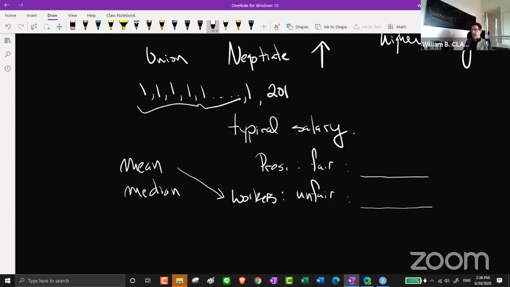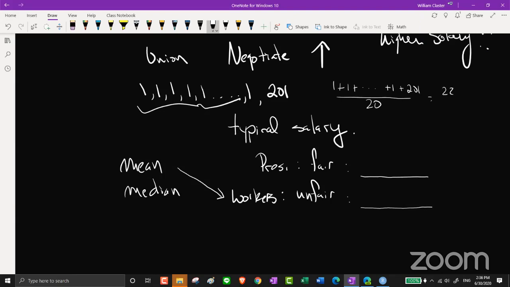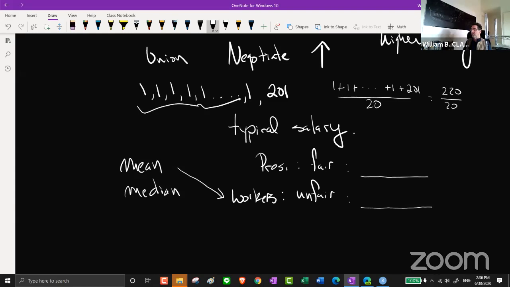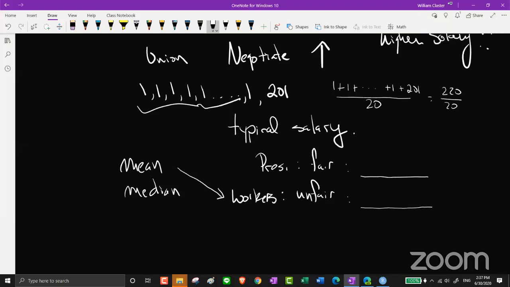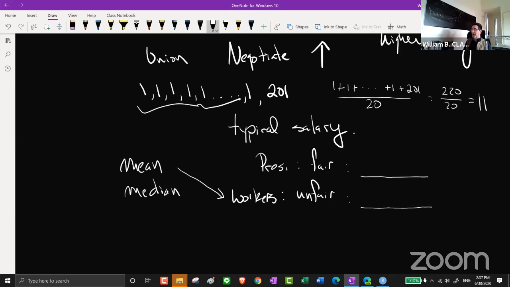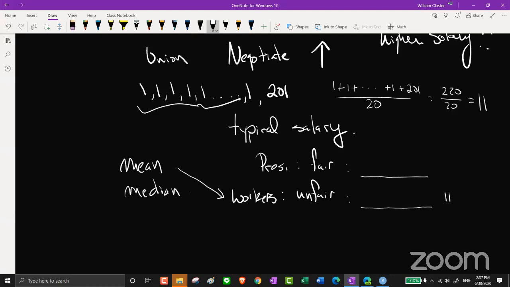Okay, so if the workers use the mean, what is the mean of this? So it's 1 plus 1 plus 1 plus 201 over 20, right? So what is that? Can we do that, or is that hard to do? Somebody do that. My brain is not working. What is it? 11. 11, okay. So the workers are going to use the mean, so they're going to say it's 11, and the president is going to use what? The median. Okay, the president is going to use the median.